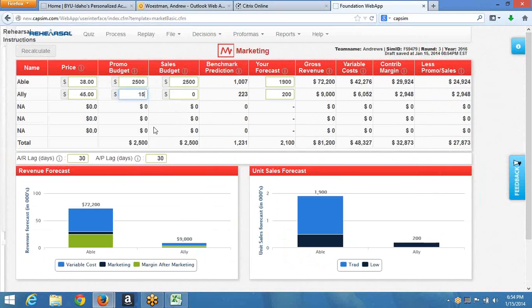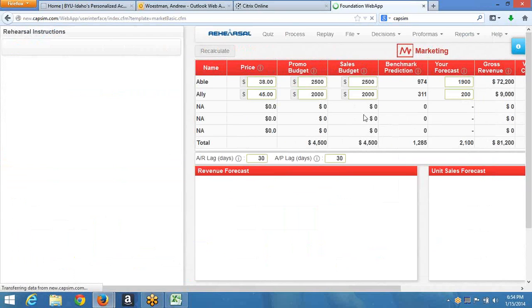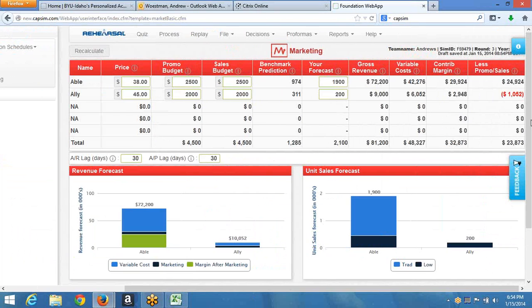So I'm going to put her at 2,000 for both my sales and promo budget. So I'm going to recalculate. Look at where I am. She's $1 million under, but that's fine because I'm going to make a bunch of money with Able. So I'm just going to have to steal some of that, and realize that she's not making that much money, but hopefully next round, when I put more production into her, she'll be able to sell more and make more money.